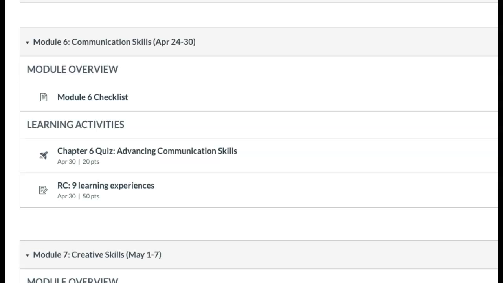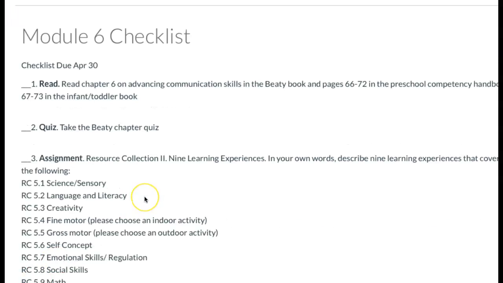We are moving on to Functional Area 6, Communication, and we're still under Competency 2. When we go in, you can see we have a quiz and a resource collection item. This is one of the things that goes into your portfolio. Here's your checklist where you're going to read.